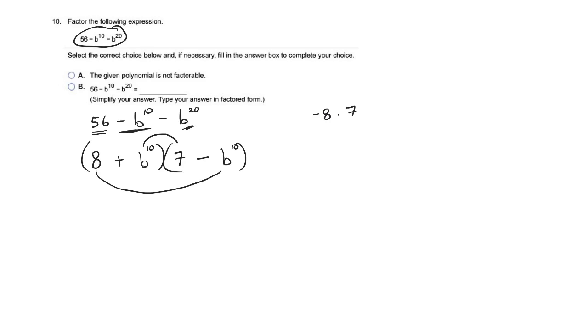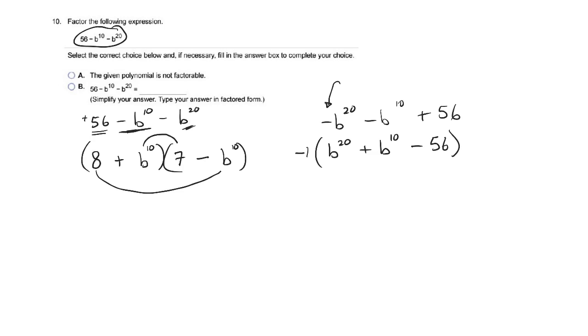Another way that you could do it is you could write it in descending order. So minus b to the 20th, minus b to the 10th, plus 56. It's plus 56 because this is a positive 56. Now, I don't want to have a negative out front there, so I'll factor a -1 out, leaving me with b to the 20th plus b to the 10th minus 56. And then I can factor that like normal.